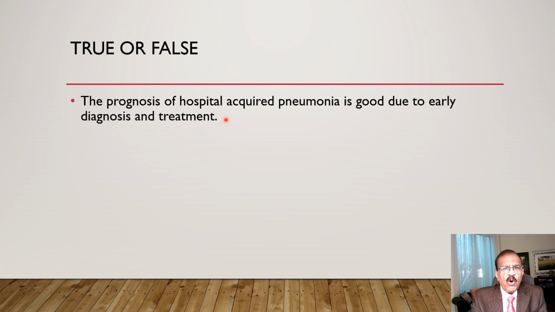The prognosis of hospital-acquired pneumonia is good due to early diagnosis and treatment, because the patient is already in the hospital, so there is a chance of early diagnosis and early treatment intervention. The prognosis is good. Is that right? No, it is not. Because number one, the patient is in the hospital for some reason, so that means the patient is already sick. Number two, the patient develops pneumonia due to hospital bacteria, and hospital bacteria are always very resistant. So even if there is an opportunity of early diagnosis and early treatment intervention, these patients have relatively poor prognosis as compared to community acquired pneumonia.